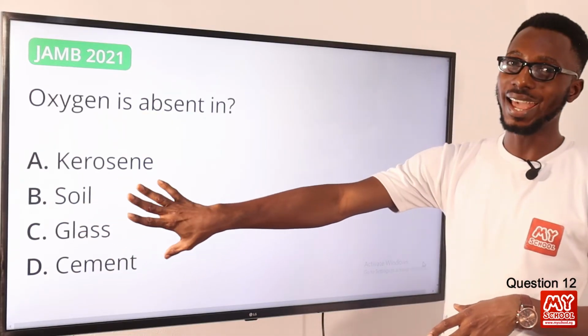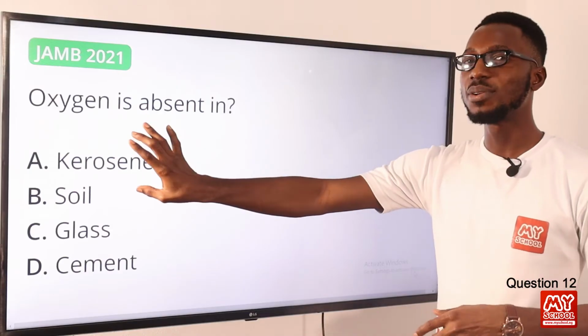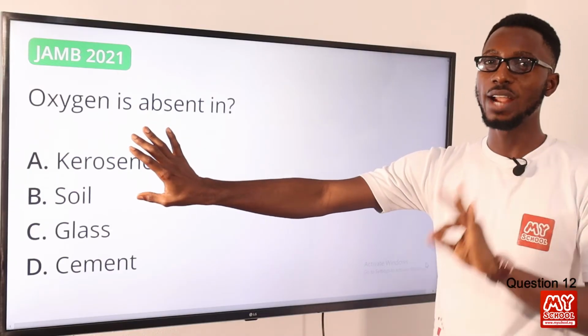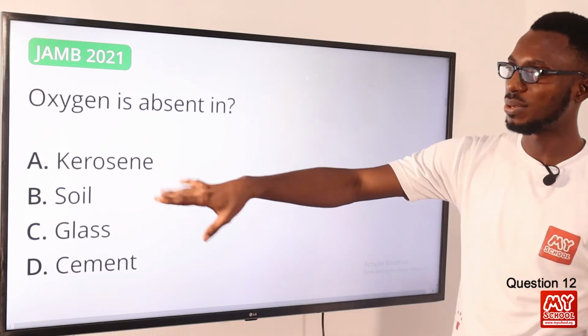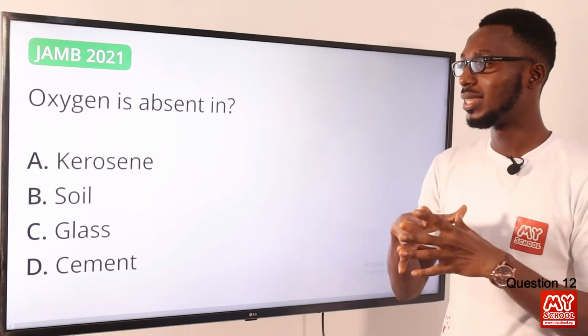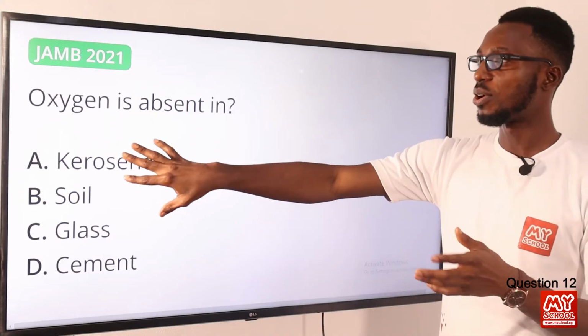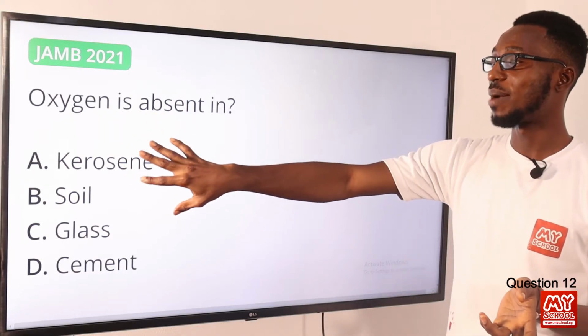I've mentioned there is air. Air is a mixture of gases. Kerosene is a hydrocarbon, hydrogen and carbon. I think in kerosene we have about 12 to 18 carbon atoms, so you can't really specify the chemical formula. So the correct option here is option A. Oxygen is absent in kerosene.